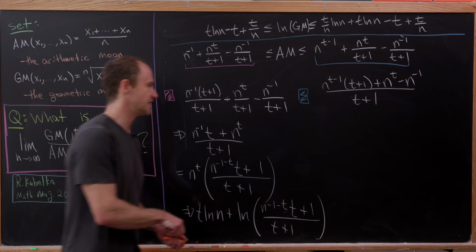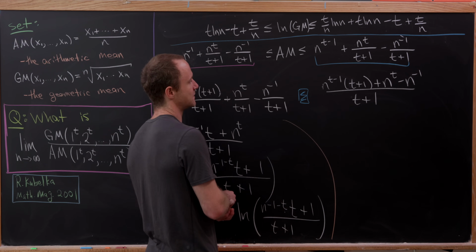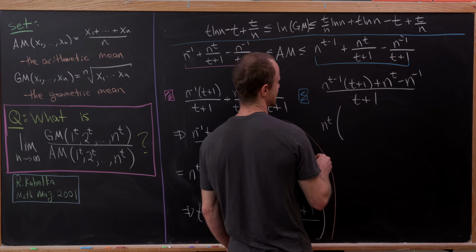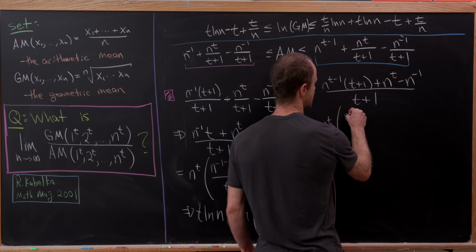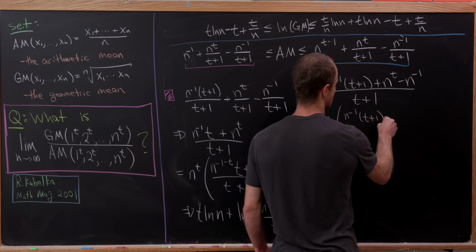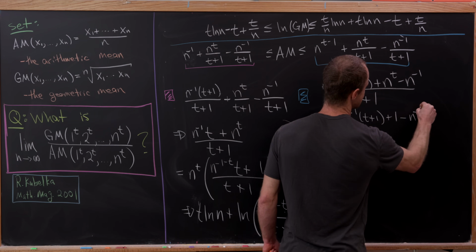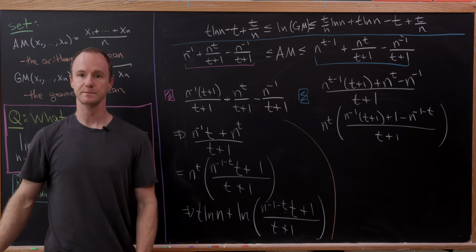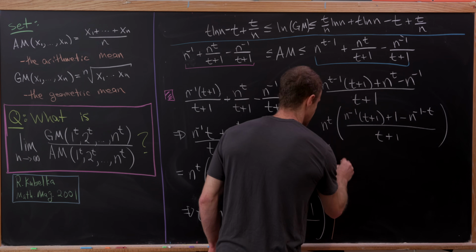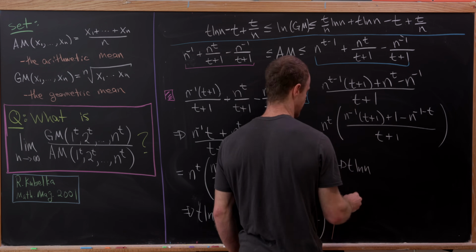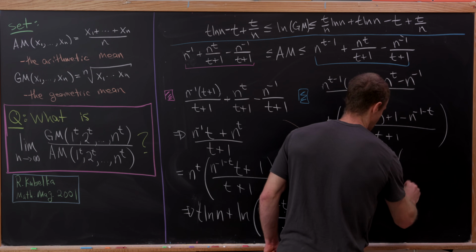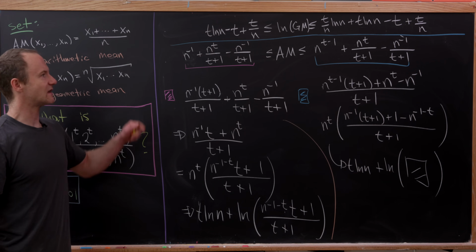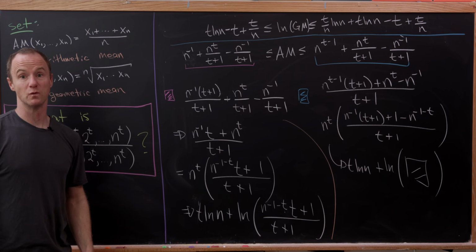And then, well, what about this one on the other side? Well, again, we could take an n to the t out of this entire thing, and that's going to leave us with n to the minus 1 times t plus 1 plus 1 minus n to the minus 1 minus t, and then that's all over t plus 1. And then again, taking the log of this, we'll have t times the natural log of n plus the natural log of, well, all of that stuff that's left over. Okay. So now let's get that written up on the board, and then we'll maybe take it home.